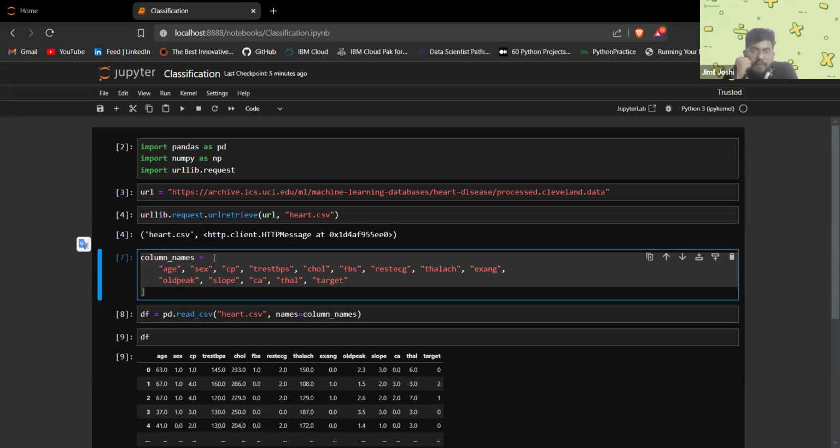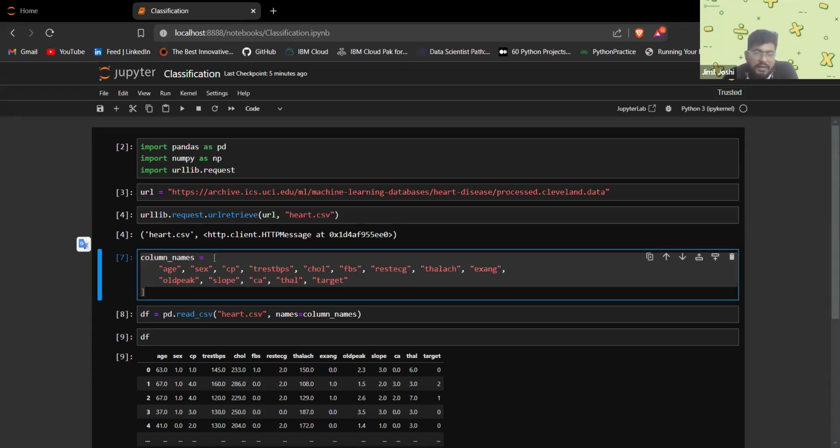Okay. So first is the age. Age is the person's age, right? Sex is nothing but male or female, so the gender of the person. CP is basically the chest pain type. CP means chest pain, and there are different types of chest pain. Individuals have different kinds of chest pain, so that's the type of chest pain.